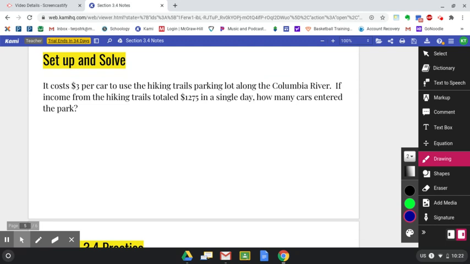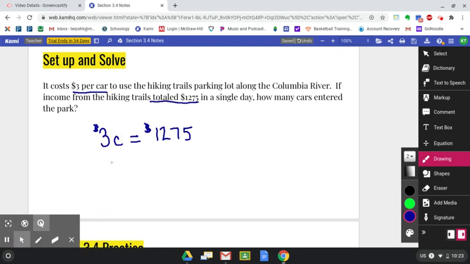It costs $3 per car to use the hiking trails parking lot along the Columbia River. If the income from the hiking trails totaled $12.75 for a single day, how many cars entered the park? Okay, I want you to take a minute, see if you can set up this problem and then solve.